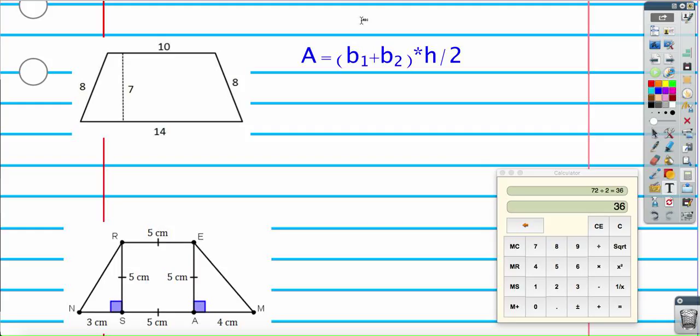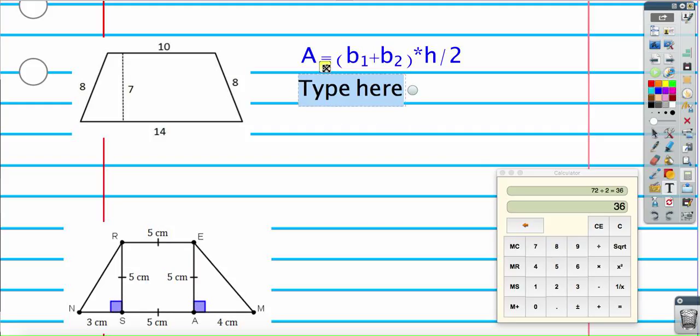In order of operations, you have parentheses, which is your first step. So you always want to add that base 1 and base 2 first. If I didn't have the parentheses, it would just say base 1 plus base 2 times the height and then divide by 2. And we know that multiplication and division come before addition. So that's why we put parentheses around it, so that we have to do that first.